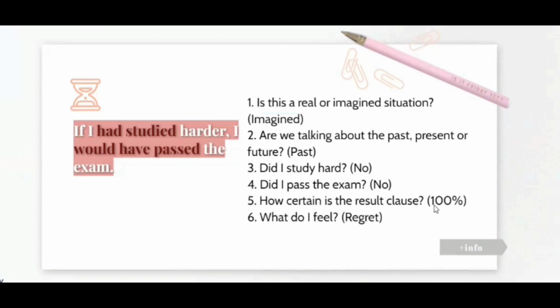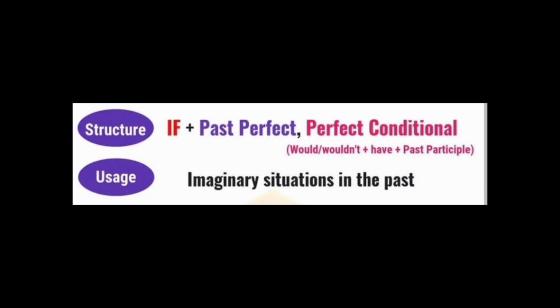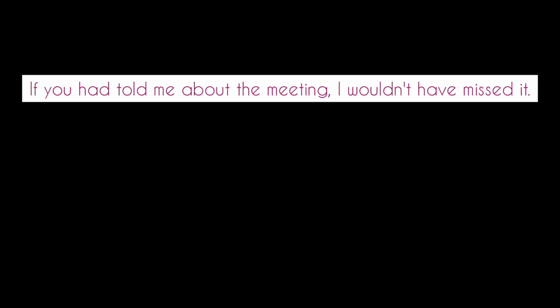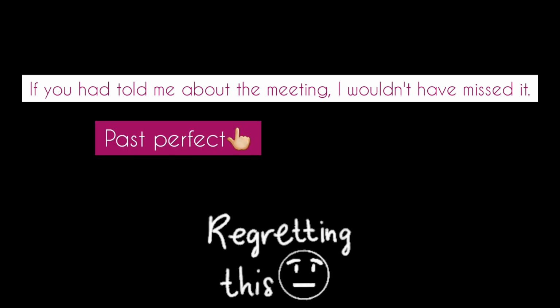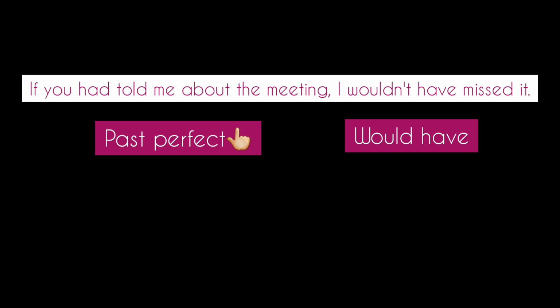That is the third conditional. How do we form the third conditional? To make a sentence in the third conditional, we use past perfect for the if clause and then would have plus past participle for the result clause. For example, if you had told me about the meeting, I wouldn't have missed it. If you had told me about the meeting is past perfect as the condition, and the result is using would have as the consequence or the result.